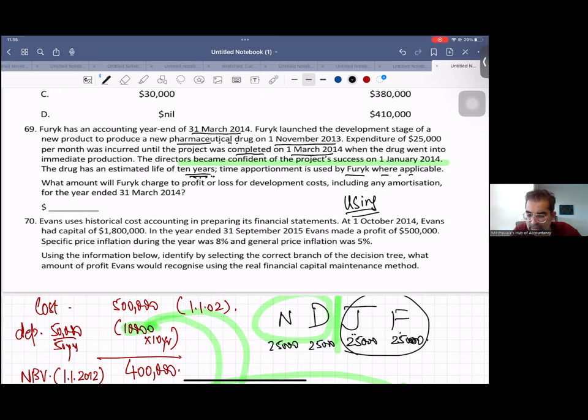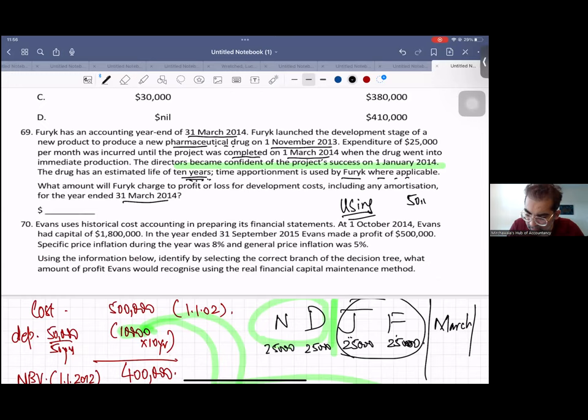And you launch the project in March, and your year end is 31st March. So just 1 month depreciation you need to book. So wait. 50,000 is your capitalized development cost, the total capitalized development cost, divided by life, which is 10 years, into 1/12.